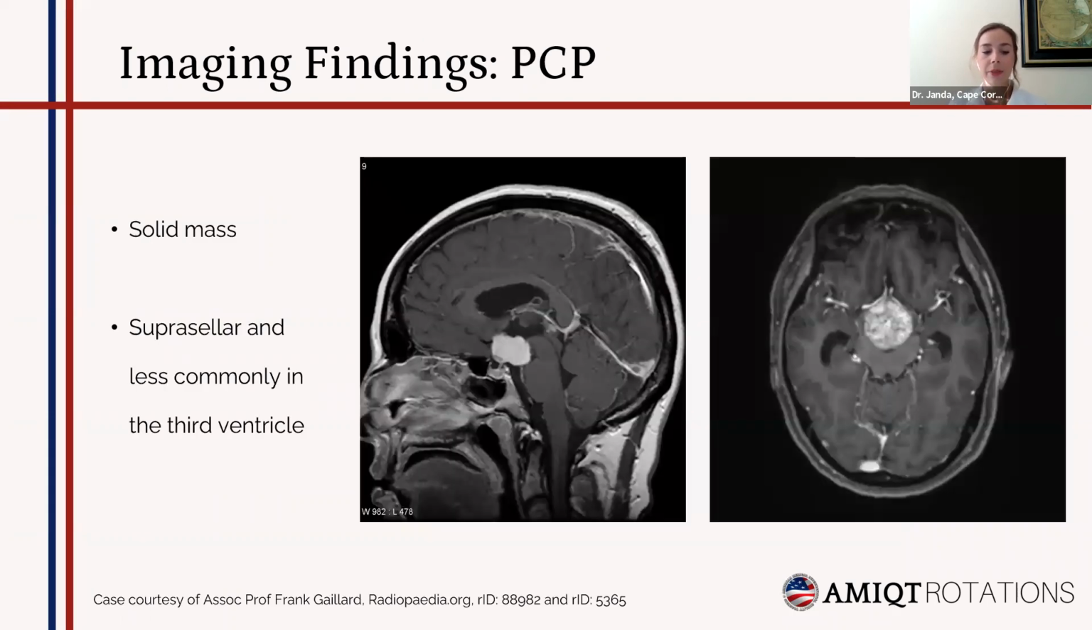So now in comparison, the imaging findings of the PCP. It usually presents as a solid mass, which has a suprasellar location or lies in the third ventricle. On the right picture, we have an MRI T1 with contrast, and it shows a strongly enhancing solid lesion in the third ventricle. The other picture is also an MRI T1 with contrast, but now sagittal, and it shows a vivid enhancement of a solid lesion in a suprasellar location.